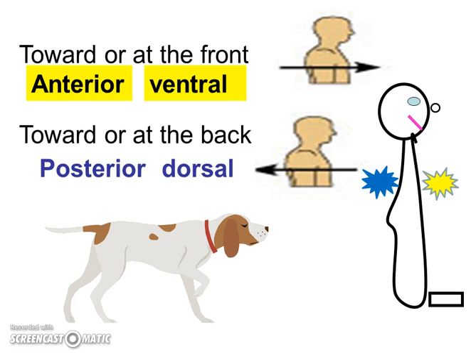On your lab sheet, if you will write anterior ventral in yellow and posterior dorsal in blue, and then put the two little stars in front of and behind the little man, that will remind you when you're studying that anterior is in front of, posterior is behind.